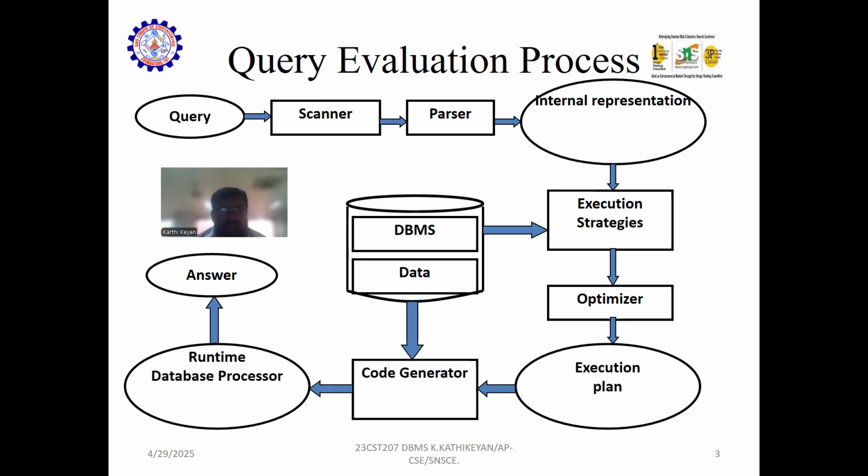After the optimizer, the optimizer sends it to the execution plan. The execution plan is sent to code generation, and code generation goes to the runtime database processor. Finally, you get your answer. This is one of the examples. For example, I have SELECT star FROM table name and semicolon. Once you have completed my syntax, after verification, it shows your table in your system.